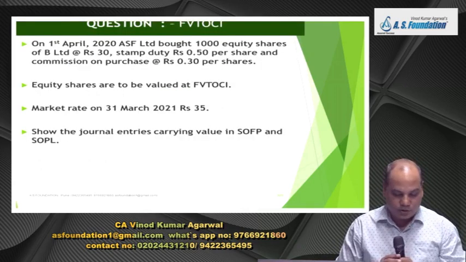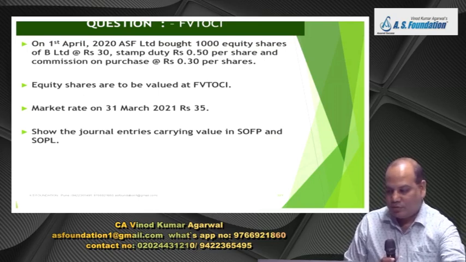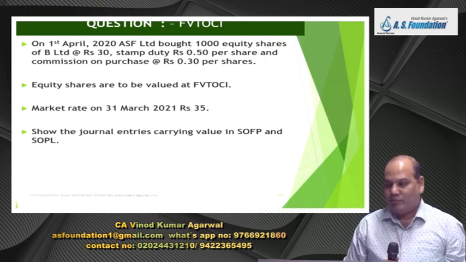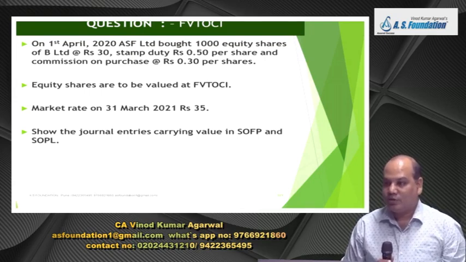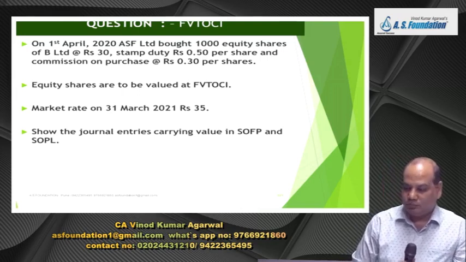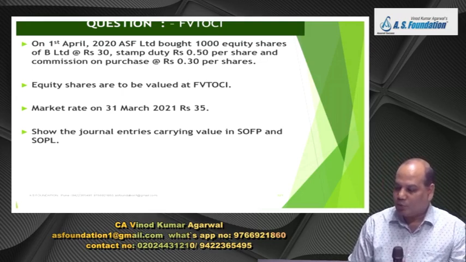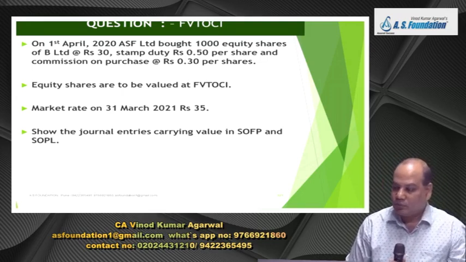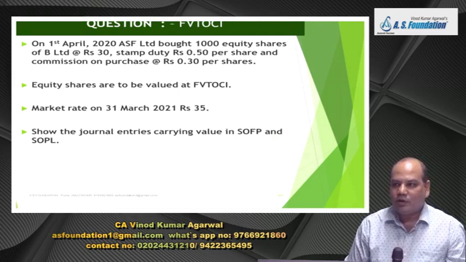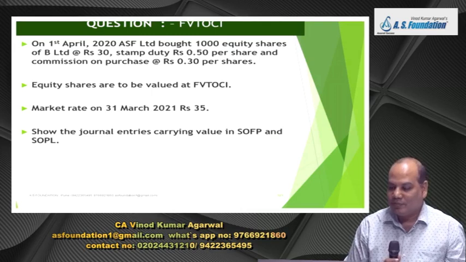One more simple question. Number 19. On 1st April 2020, ASF Limited bought 1000 equity share of B Limited at rupees 35. Stamp duty of rupees 0.50 per share and commission on purchase at rupees 0.30 per share. Oh, we have seen this problem earlier also. But the second line is different.